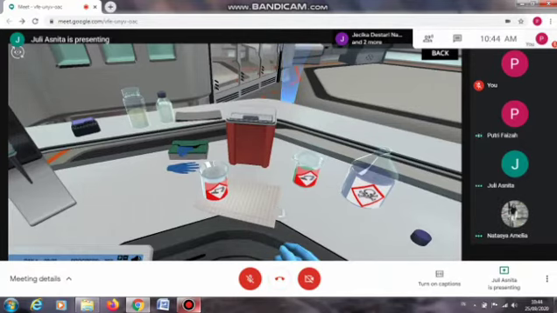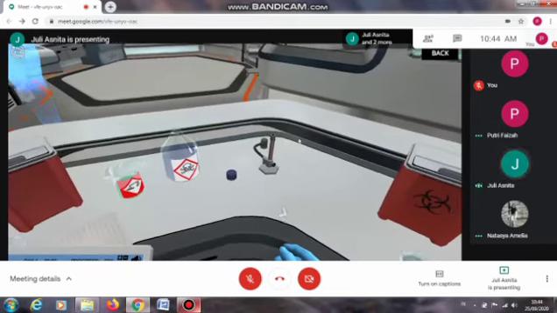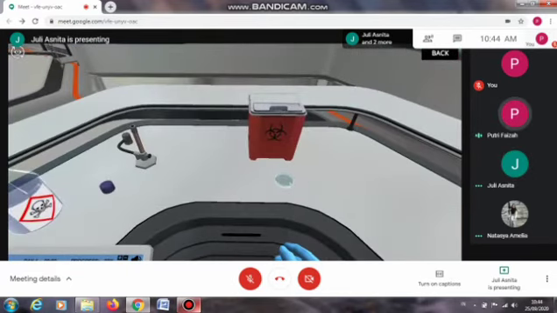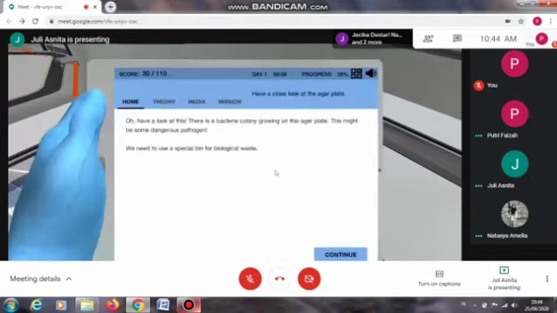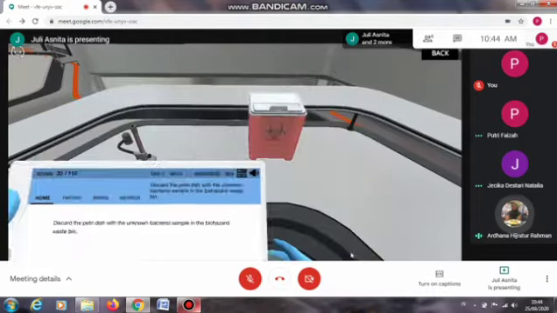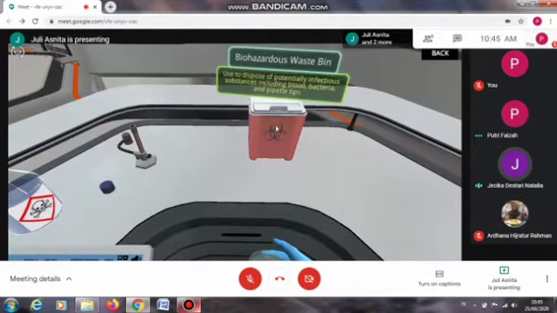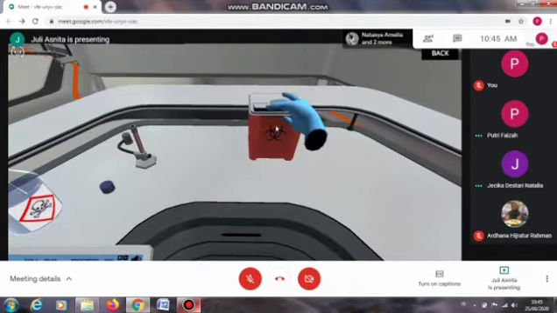There is a living organism on this bench. Can you find it? After that we throw away the bacteria colony. There is a bacteria colony growing on this agar plate. This might be some dangerous pathogen. We need to use a special bin for biological waste. Discard the petri dish with the unknown bacterial sample in the biohazard waste bin.